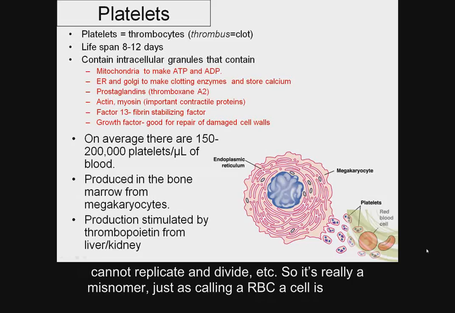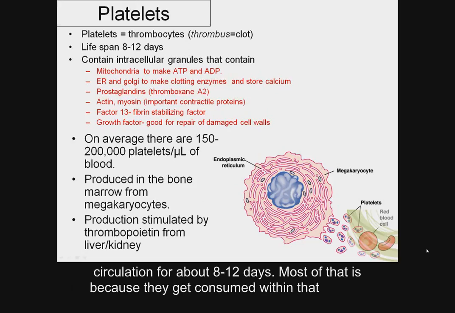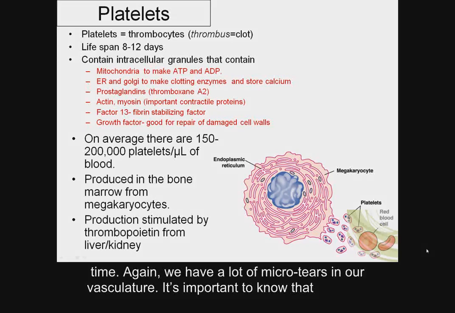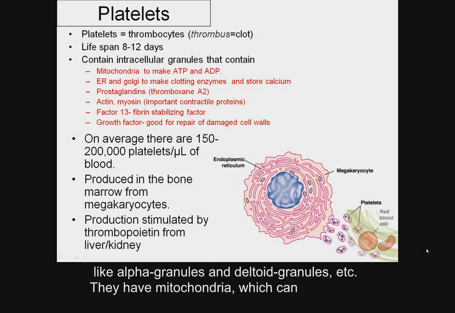Platelets have a much shorter lifespan compared to a red blood cell. They last in the circulation for about 8 to 12 days. Most of that is because they get consumed within that time. Again, we have a lot of micro tears in our vasculature, and that's why they get consumed. It's important to know that they have several granules inside of them. They have different types of granules as well, like alpha granules and delta granules, I should say.